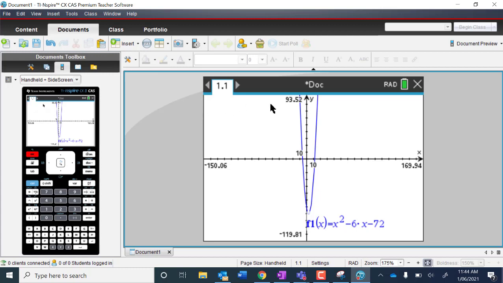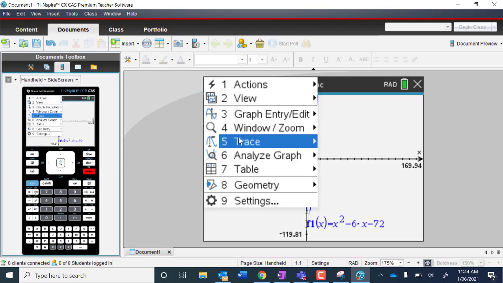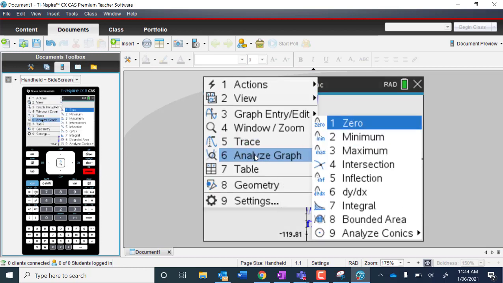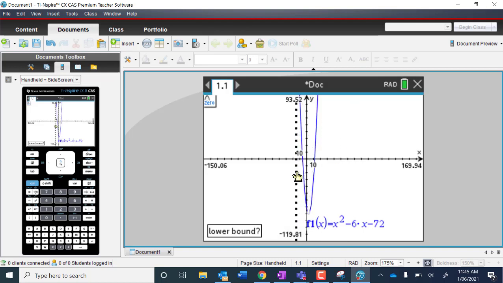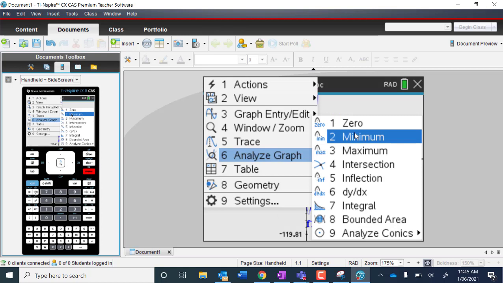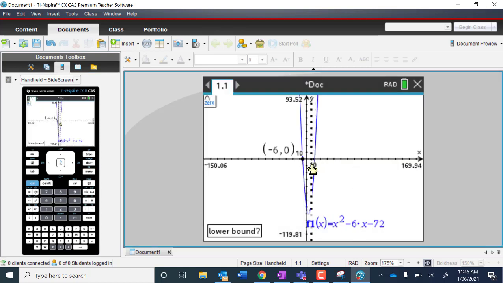It basically looks like this. Goes down here and it turns and comes back up here. And notice that it's got two x-intercepts. And if I go to Analyze Graph, and I go to 0, and I pick a point to the left and a point to the right, look at that, we've got -6. And if I do that again, Windows, Analyze Graph, and 0, we have got that there.